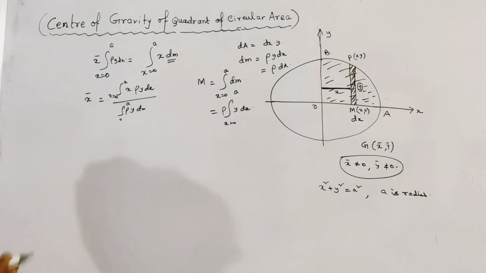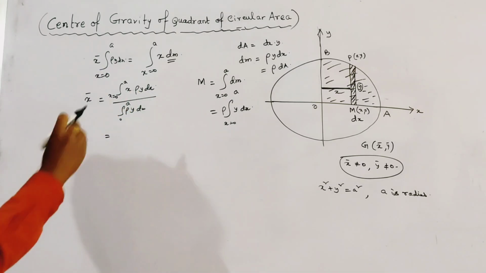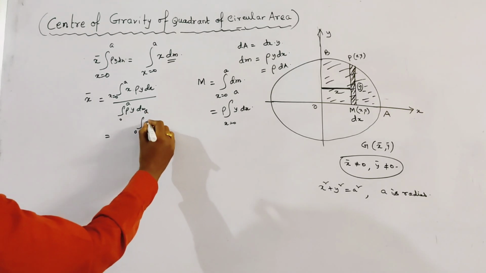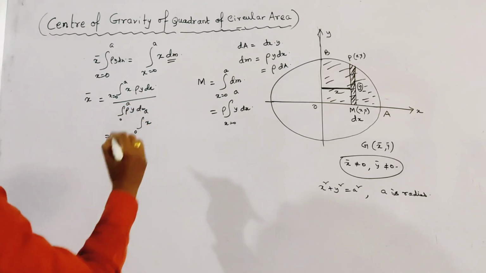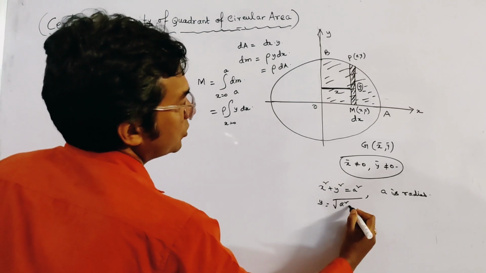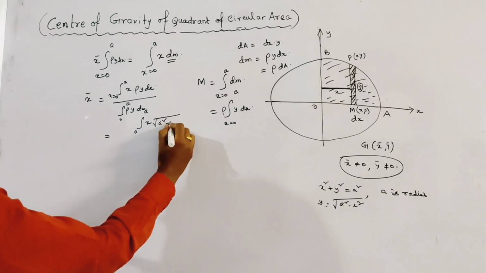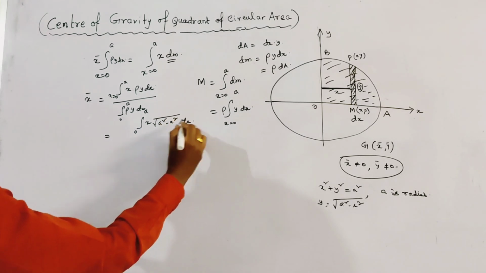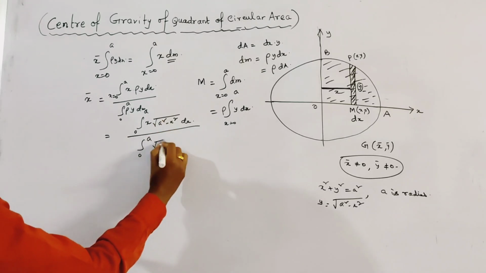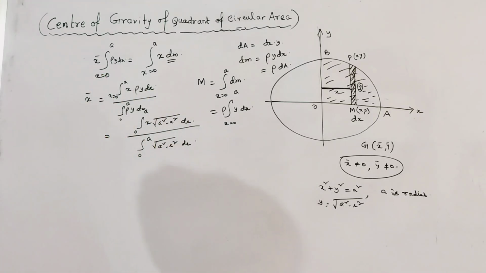Since rho is constant, we cancel out rho from both terms and get integration 0 to a of x into y dx. What is y? y is given by root under a square minus x square. So we put here x times root under a square minus x square into dx, divided by integration 0 to a of root under a square minus x square into dx.